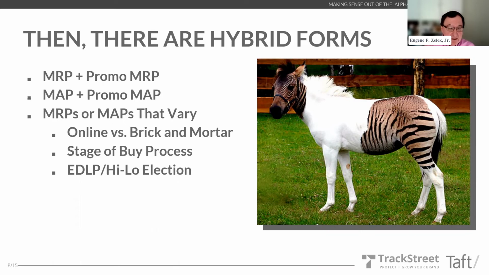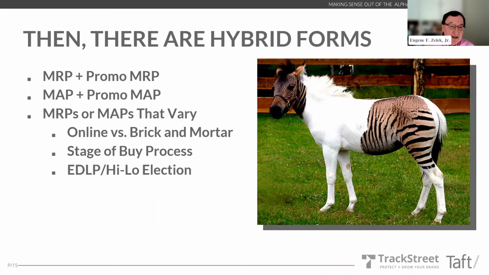Another reason to vary the MRPs and the MAPs is by stage of the buy process. We have some clients, I can think of one in the pet food area, that wanted a different MAP on the product page, and allowed a lower MAP for the in the cart price. And that's just the way they wanted to do it. Can you do that? Absolutely.